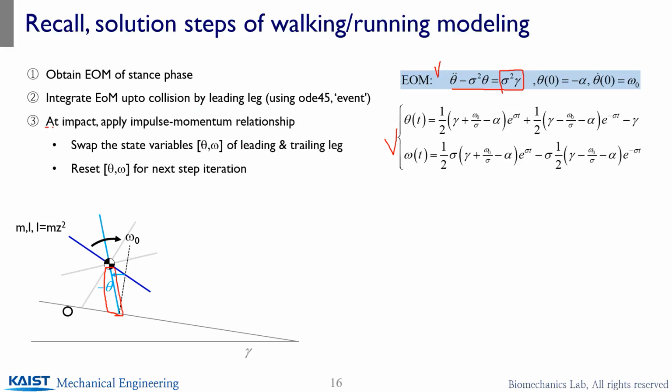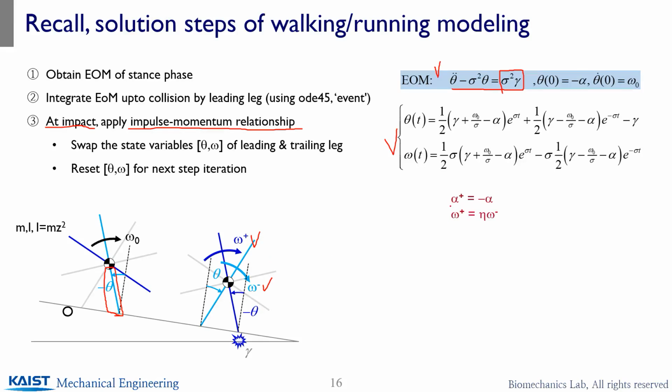And when the impact occurs, you should apply the angular impulse momentum relationship and figure out what the relationship is between before collision and after collision for theta and omega. Theta is a simple swap with the minus sign. And for the omega plus, by applying the angular impulse momentum, you get a multiplication by the eta component for the before-collision omega minus. So by having that, you will have a new stance leg here. It's like a blue leg.